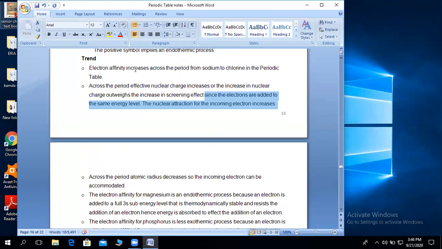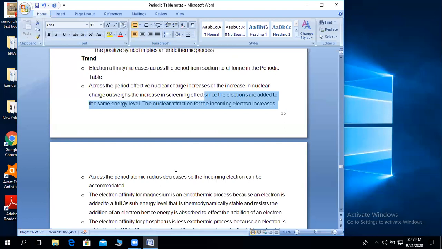So what are we taking from here? Why is there a general increase in electron affinity? The effective nuclear charge increases, or the increase in nuclear charge outweighs the screening effect. Why is that possible? Because the electrons are added to the same energy level. The nuclear attraction for incoming electrons increases. Across the period, atomic radius decreases. That one you agree with me.